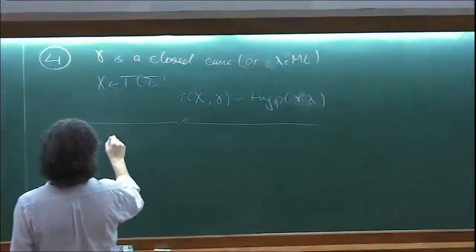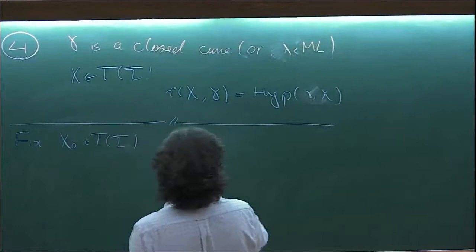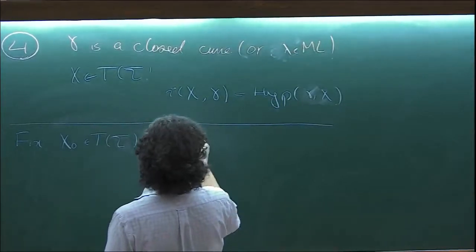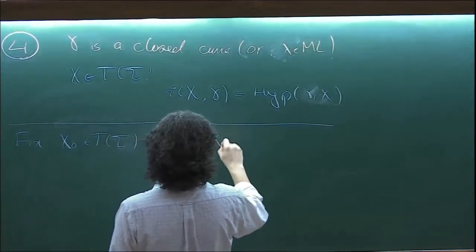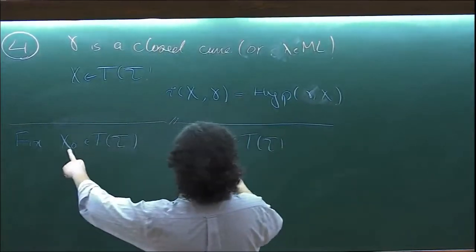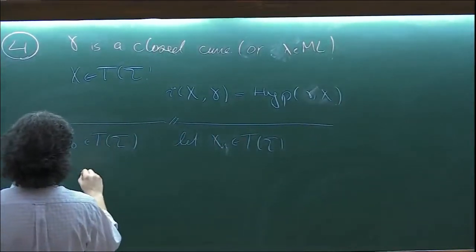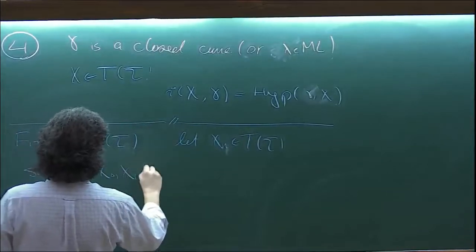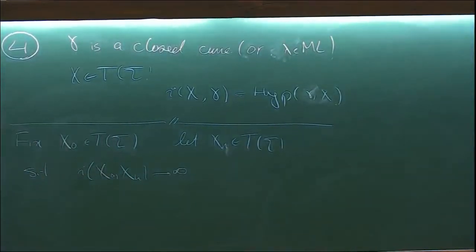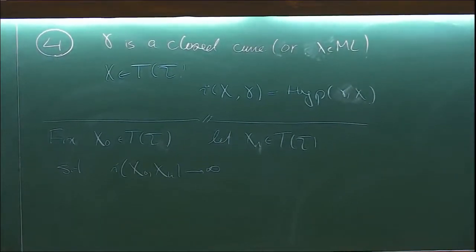So fix X0, which is your origin of the Teichmüller space. Let Xn be a sequence of points in Teichmüller space. Going to infinity just means it gets more complicated with respect to this X0, such that the intersection of X0 and Xn is going to infinity. And I want to come up with a lamination that this converges to. So that's the notion of going to infinity.